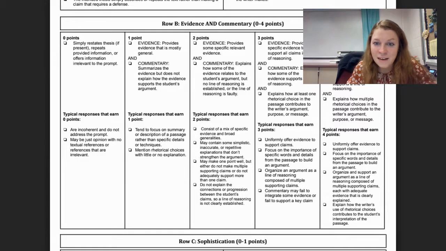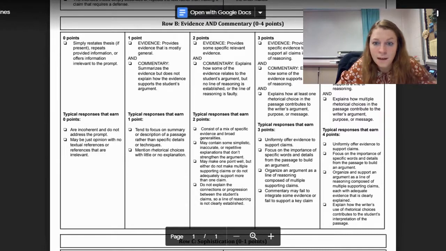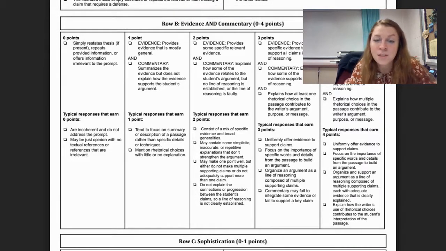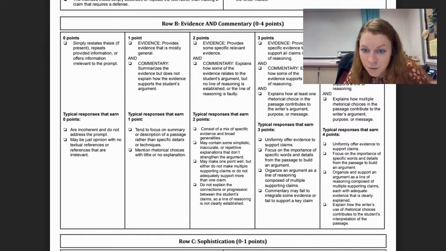So usually here, you're offering evidence to support your claims. You want to focus on the importance of these specific words and details from the passage to build on that argument. So you are taking those specific things, you are building on it. Your commentary is enforcing the evidence. And then lastly, the commentary may fail to integrate some evidence or fail to support a key claim. So here you might be off the mark a little bit, but you still are in that effective range, which is what we are aiming for.